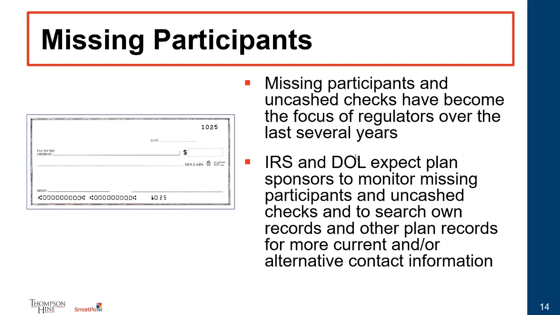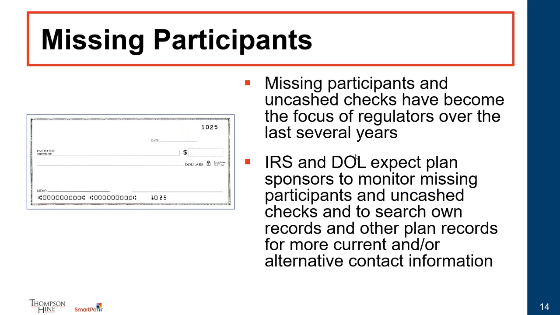How many people are out there in our plan for whom we don't have good current contact information, either because we keep sending notices and they keep getting returned, or we keep sending emails and they keep bouncing back, and how many uncashed checks do we have sitting out there?